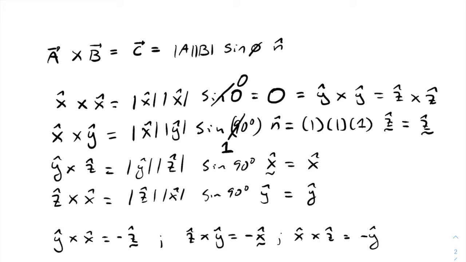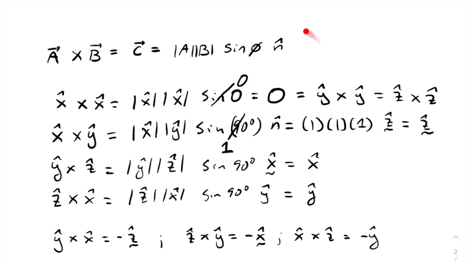Then for the other unit vectors with themselves, let's say the unit vector y and the unit vector z, we have the same result. The cross product with itself is equal to 0. Then what happens if we take the cross product of the unit vector x with the unit vector y?